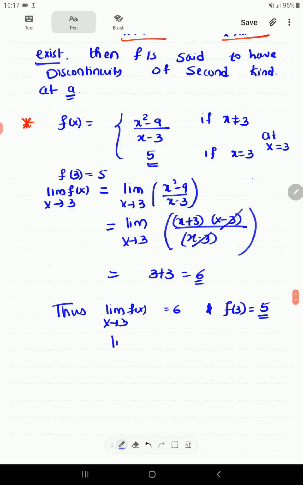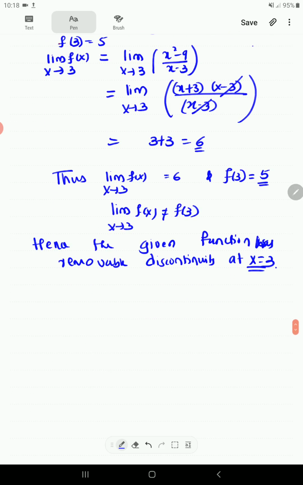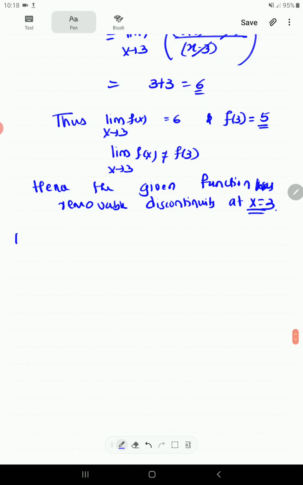Therefore clearly we can say the limit of f of x as x is tending to 3 is not equal to f of 3. Hence the given function has a removable discontinuity at a point, say x equal to 3.